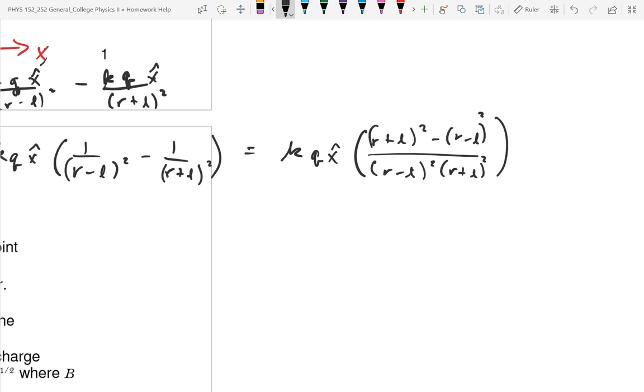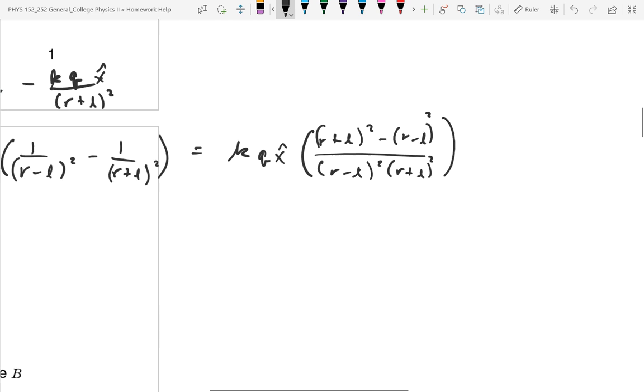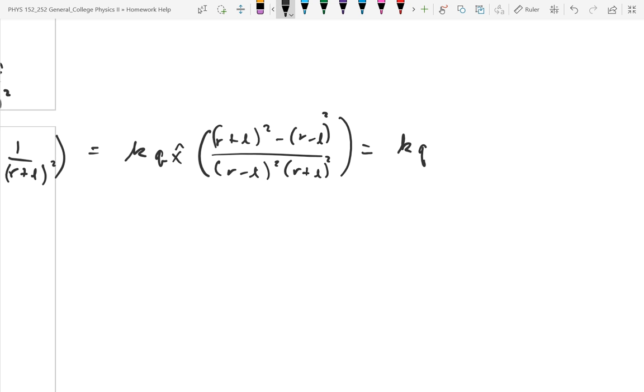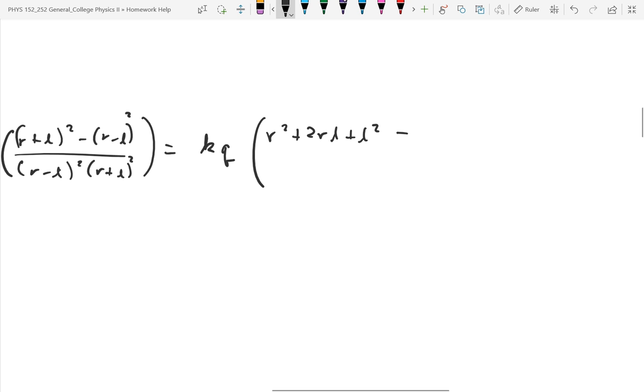It's going to be equal to that. Well, this is not as fun as things can be, but it's not hard. If you look at the numerator, the cross terms are the only things that won't add to 0. So the numerator, r squared plus 2rL plus L squared, minus r squared minus 2rL plus L squared. So this and this add to 0. This and this add to 0. Right?